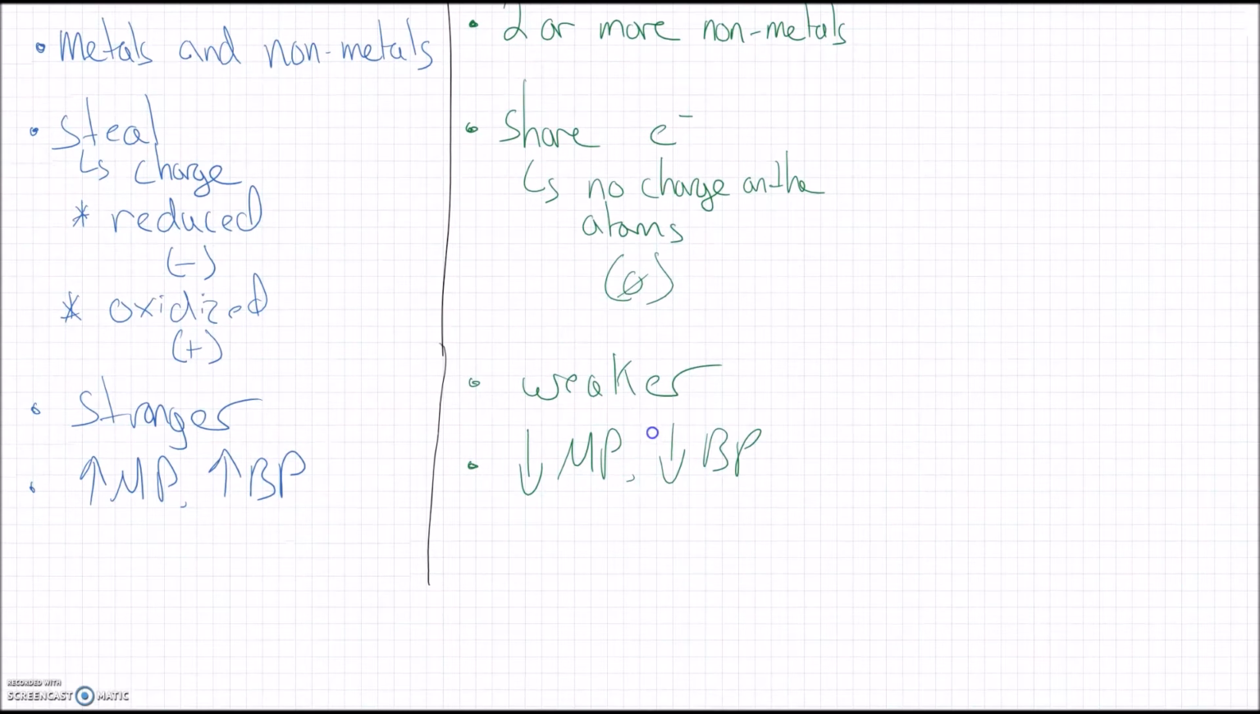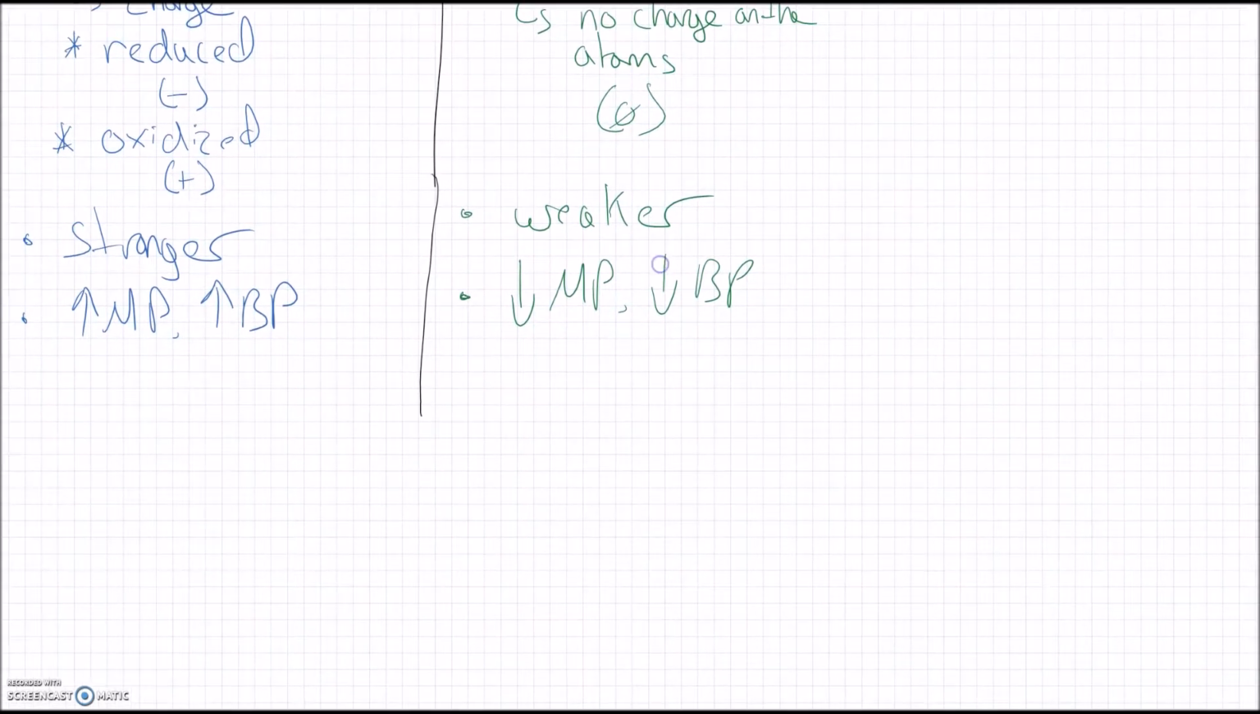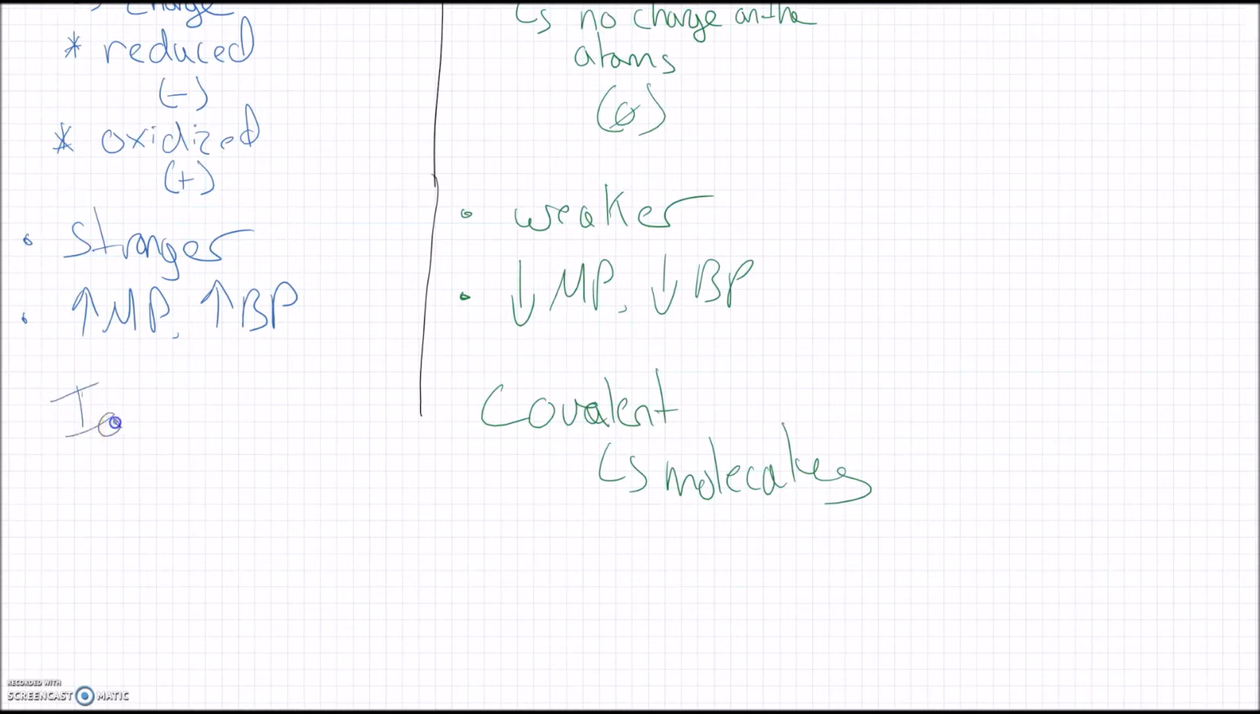A couple more things to note about ionic and covalent compounds. Covalent compounds we call molecules, and ionic compounds we call salts.